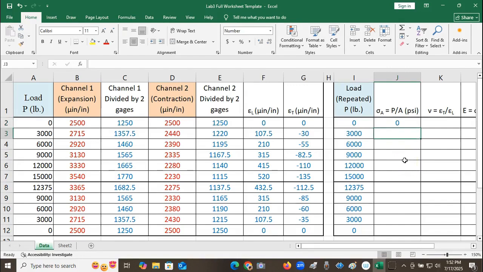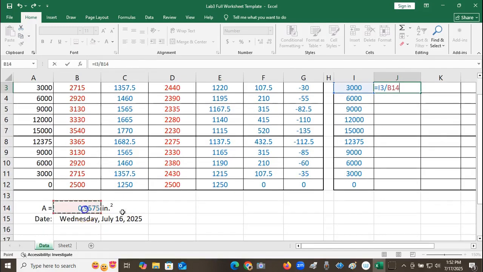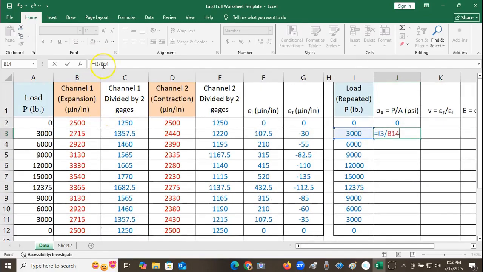Okay, so for 3,000 pounds, this is equal to the load, which is 3,000. And then divide that by the cross-sectional area. The cross-sectional area is right here. And then I'm going to have to keep referring back to this formula when I copy and paste, so I'm going to put dollar signs here. Okay, like that. So that's my stress.